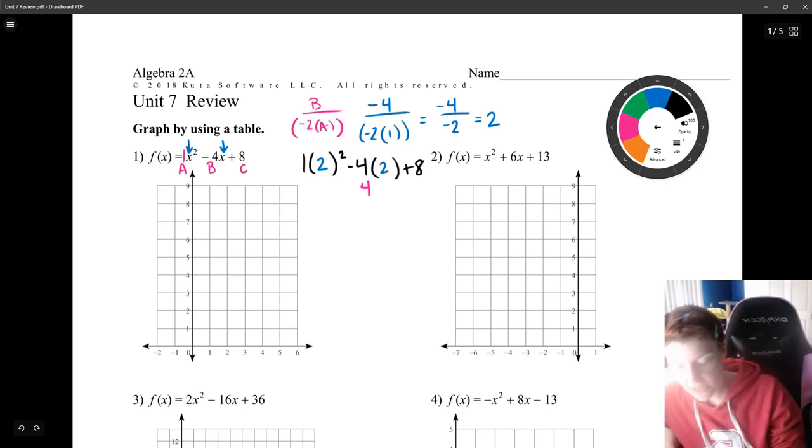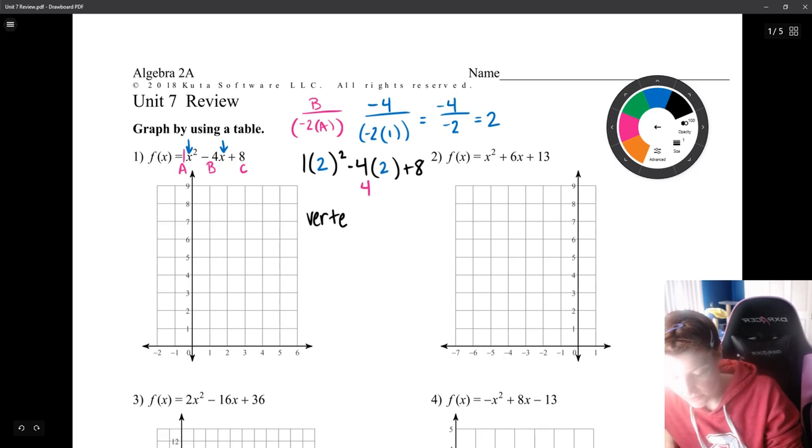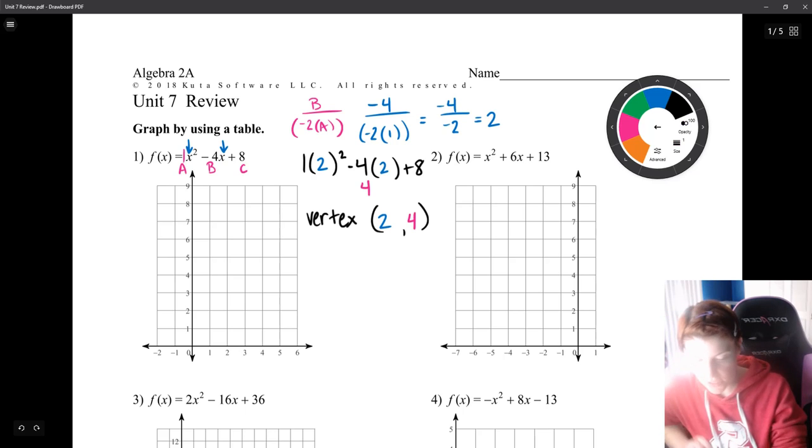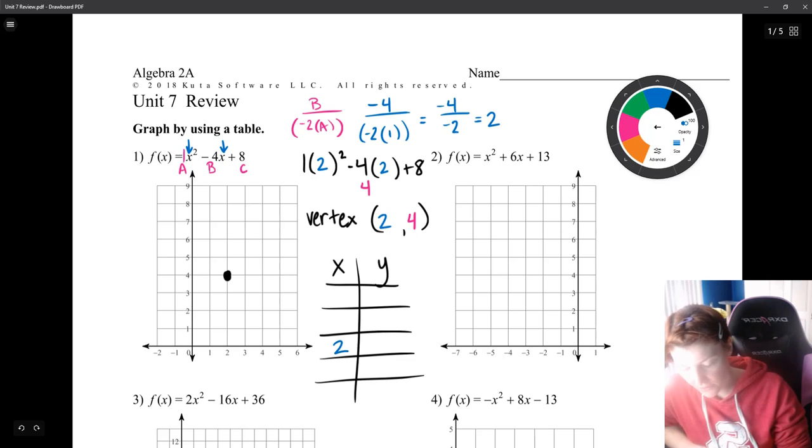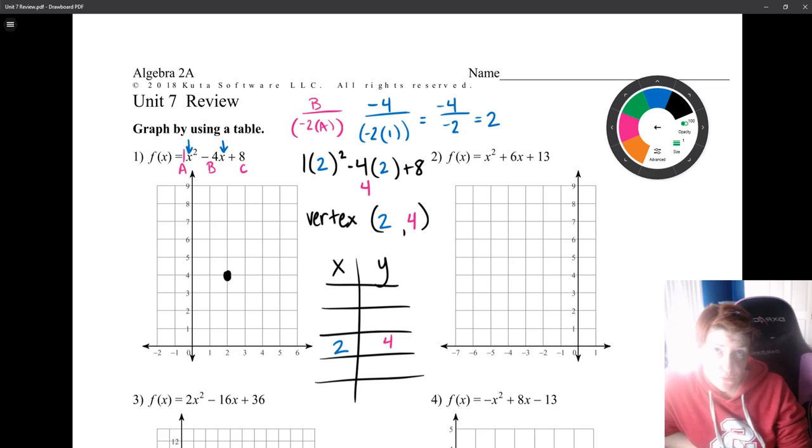So our vertex is the point 2, 4, which is right here on our graph. Now it does say we're using a table to graph, so we're going to make our table using our vertex in the middle, 2 and 4. And then we are going to pick x values that are near the 2. So remember, numbers that are smaller than 2 would be 1 and 0. Numbers bigger than 2 would be 3 and 4.